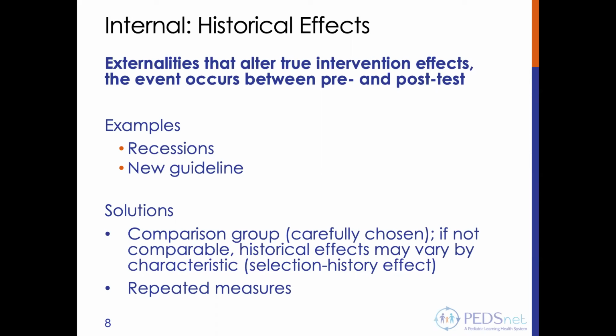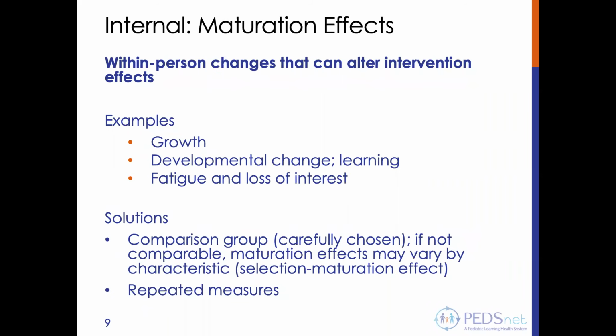But another approach is to not just do a single pre-post assessment, but actually have multiple assessments before the intervention starts and multiple assessments afterwards, so-called interrupted time series. I'm going to show you an example of that in a sec. Sort of a brother or sister to historical effects is maturation effects. These are within person changes that can alter intervention effects. So individual growth, people learn, there's some kids' developmental change, people in a particular study may experience fatigue. These are all things that happen internally that have similar kinds of potential effects as historical effects.